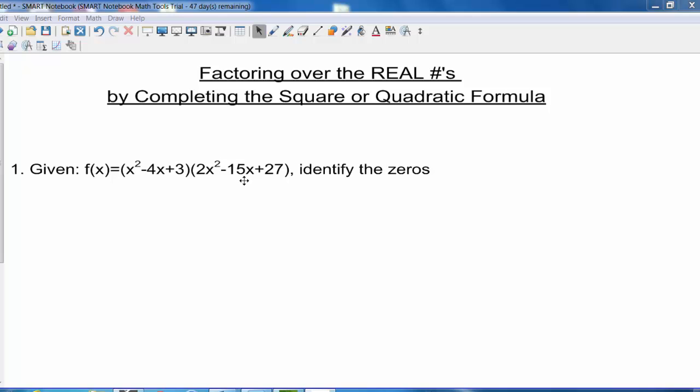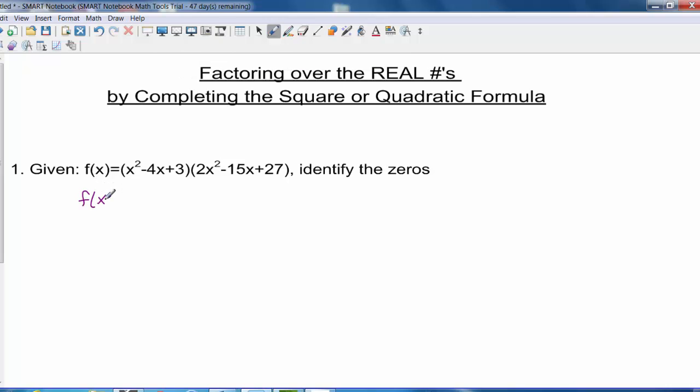So this first example is very familiar in the sense that I've given you a function before and said identify the zeros. In order to identify the zeros, you'd want it in factored completely form. So we're going to go ahead and try to factor this completely.